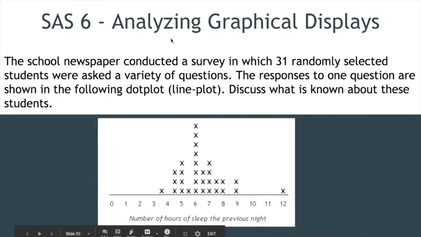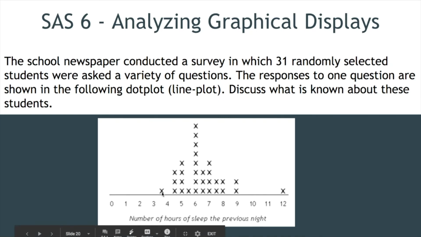Okay? Now, the school newspaper conducted a survey in which 31 randomly selected students were asked a variety of questions. Obviously, a new graphical display we're going to use. The responses to one question are shown in the following dot plot or line plot. Discuss what is known about these students. Okay, first of all, this is univariate data because these are actual values, and this is quantity of times they have. This is how many people, this is the number of hours of sleep the previous night these students had.